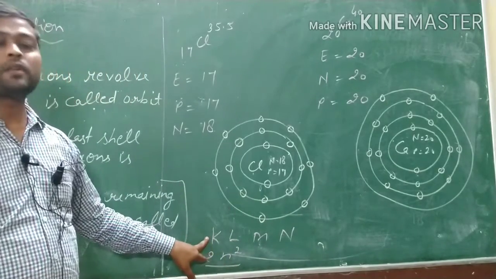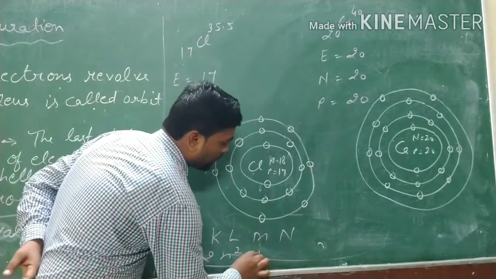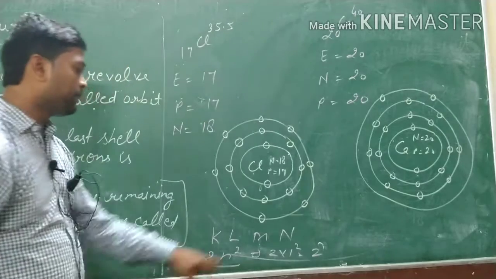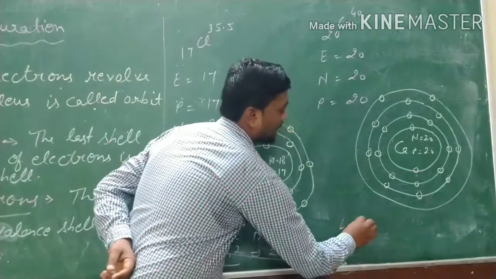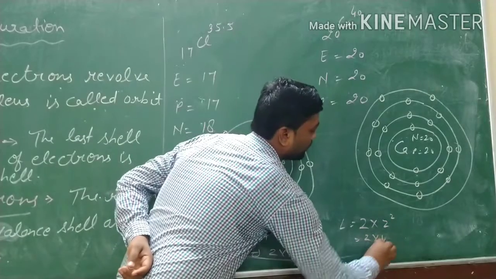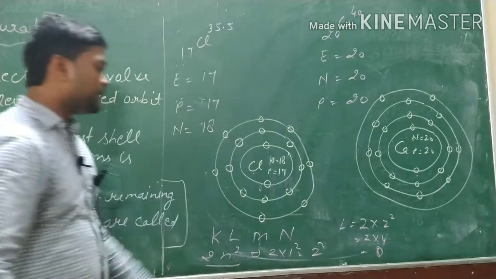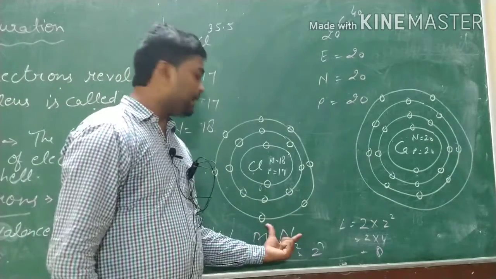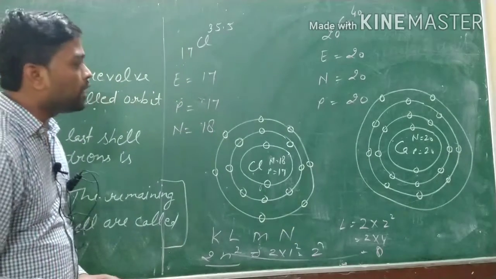For example, K is the first cell. So in the first orbit there will be 2 into 1 square, means 2 electrons. Next, L is the second cell, that is 2 into 2 square, means 2 into 4, equal to 8 electrons. Same for M and N. M will have 18 and N will have 32 electrons.